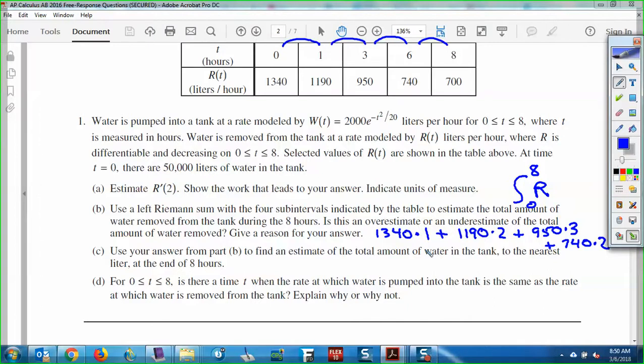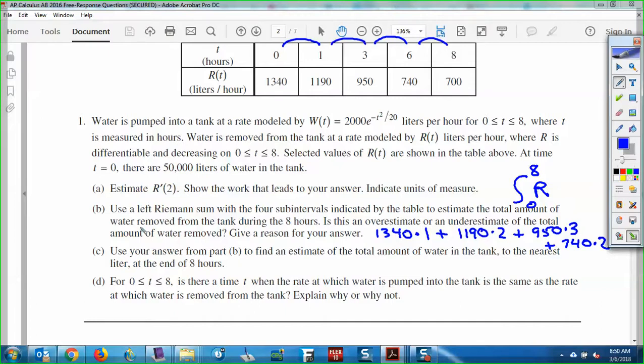So that's what we did the other day, right? We could have written f of 1 and then f of 0, f of 1, f of 3, f of 6. We could have written it that way, right? But okay, go ahead and multiply that out, and that's going to be your answer, and we won't worry about over or underestimate right now.